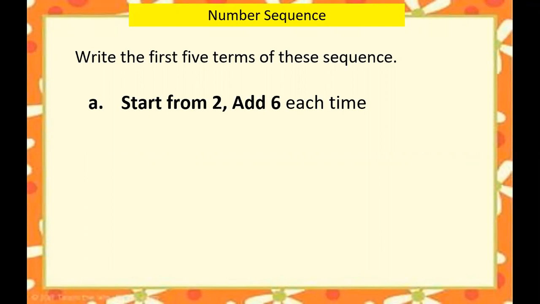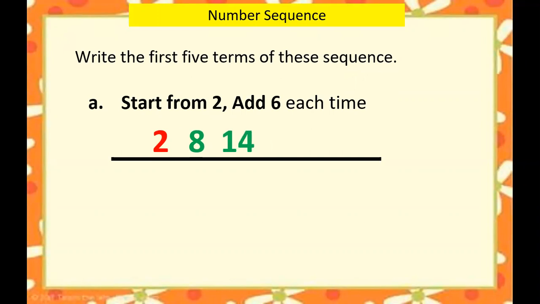All right, let's do it now. I start from 2, then add 6 each time. So we started from 2, and then you add 6, so it will be 8. Again, add 6, it will be 14. Again, add 6 equals 20. And the last one will be 26. So this is the sequence, the first 5 terms of this rule.